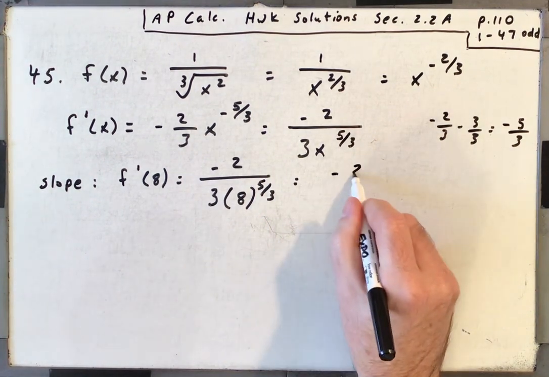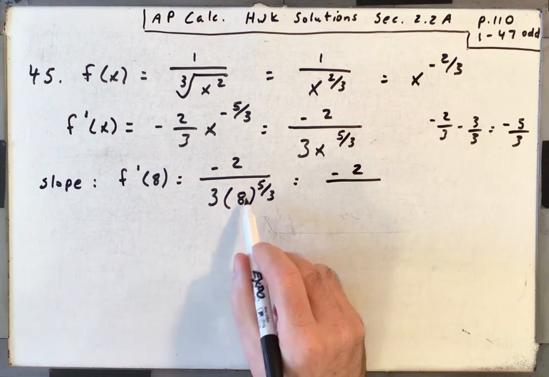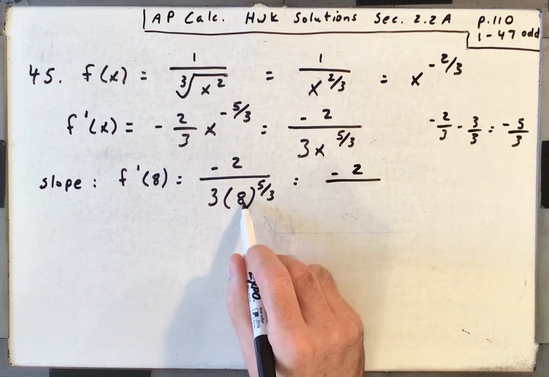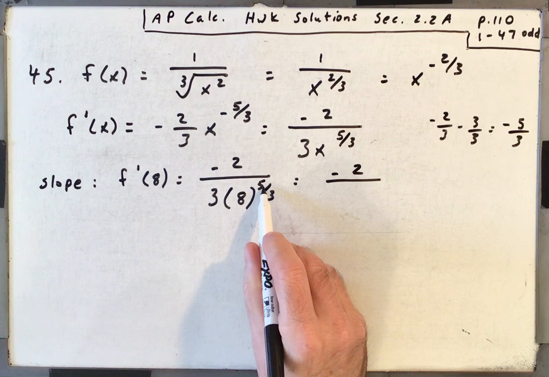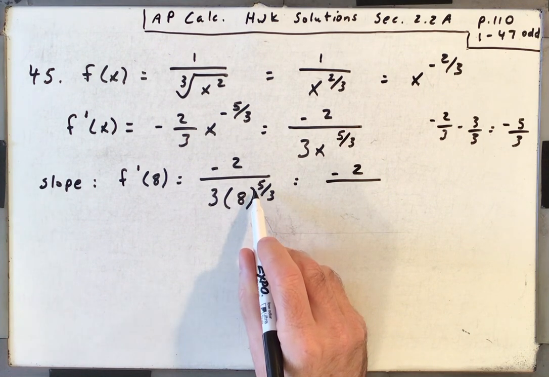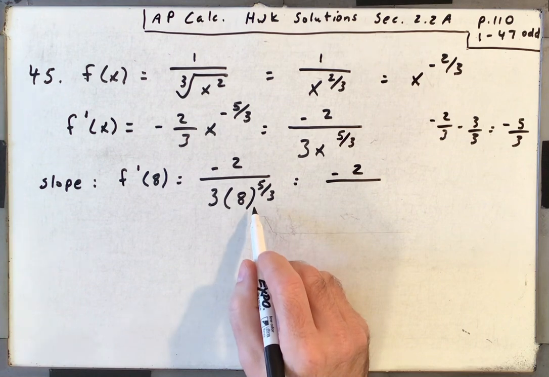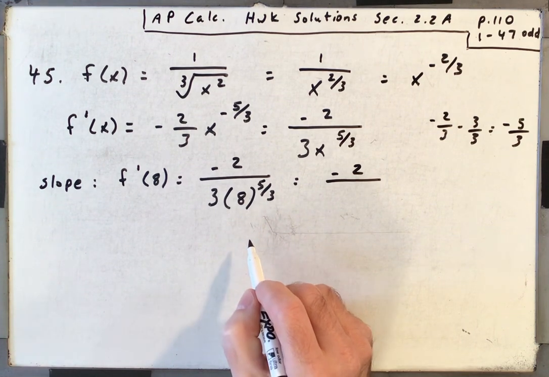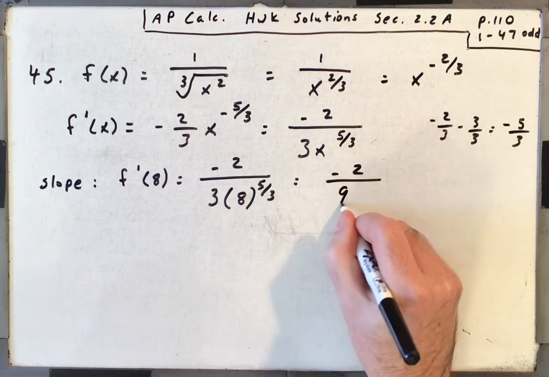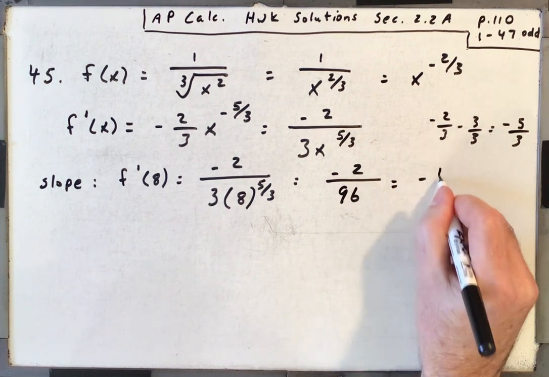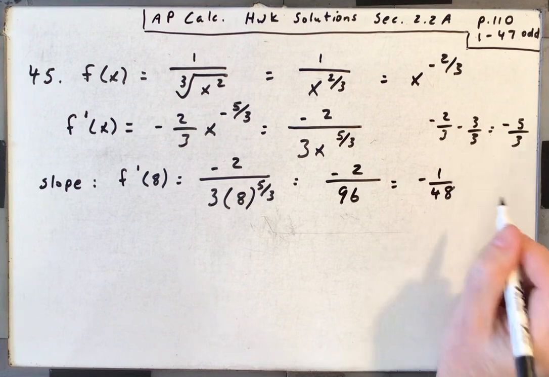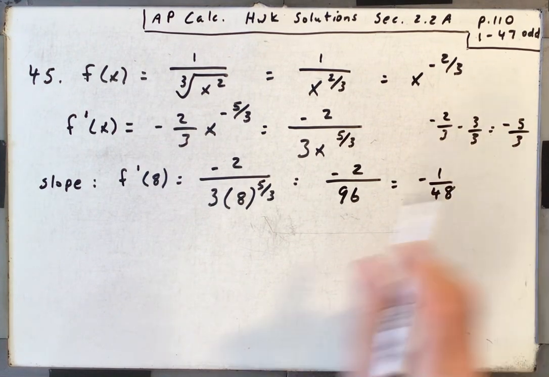That's negative 2. All right, 8 to the 5/3. The cube root of 8 is 2. 2 to the 5th is 32. 32 times 3 is, what, 96? 32 times 3, 96. So that's negative 1 over 48 is our slope.